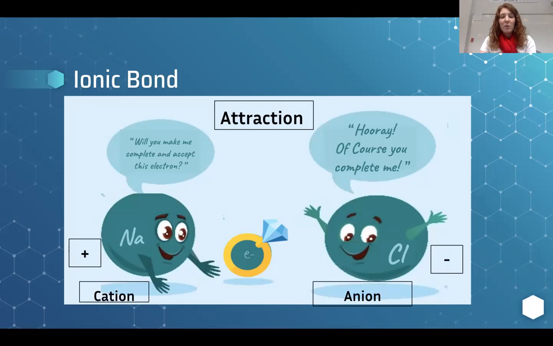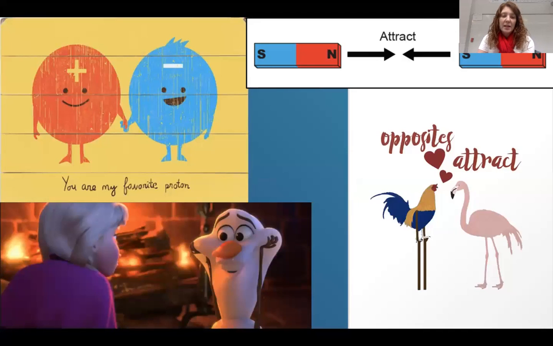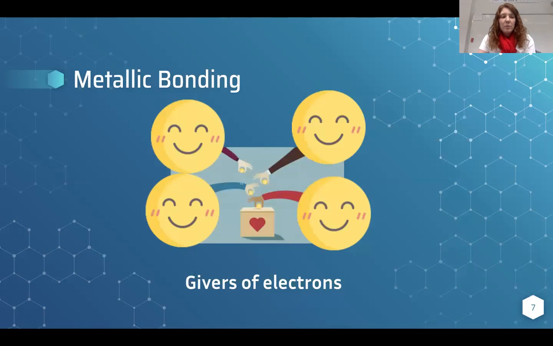And if we want to be even more specific about this attraction that's now between them, we would call it electrostatic attraction, because sodium has that positive charge and chlorine has that negative charge. So like we just said, opposites attract. That idea of opposites attracting is just going to keep coming back around. So how does this then apply to this new idea of metallic bonding and what's going on there?